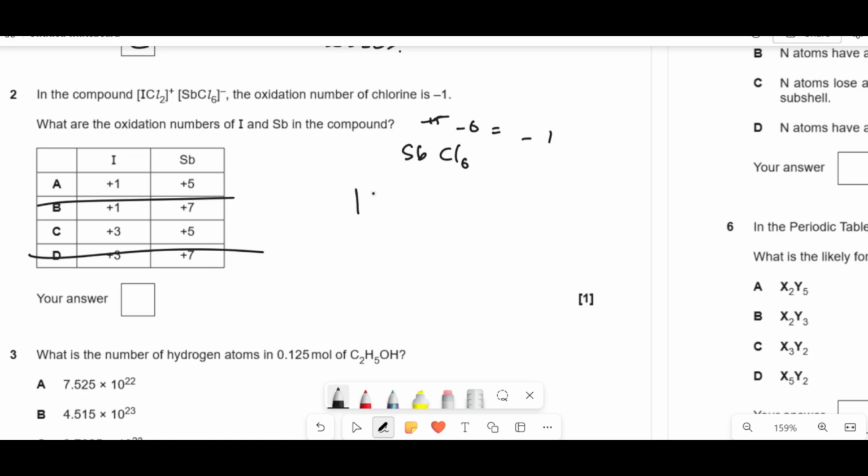So we need to have a look at this other one. We've got ICl2 plus, and they've told you the oxidation state of chlorine is that. So -2, something -2 gives you +1. So the only thing that it can be is +3. So there you go, that one's out, so it's C.